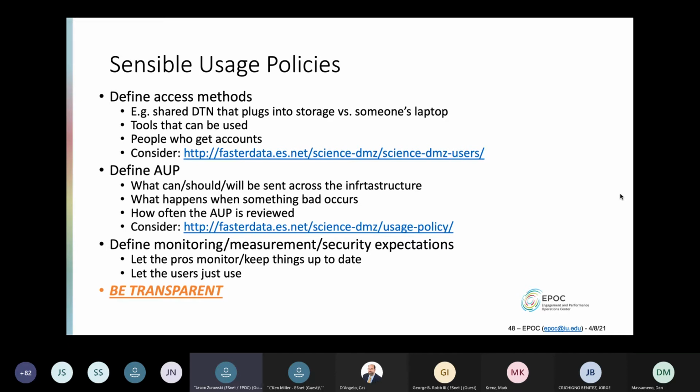And then lastly, but probably just as important, define what your monitoring and measurement and security expectations are going to be here. You as the IT people get to define that. So you're the ones who are in charge of how you're going to monitor and how you're going to keep things up to date, and let the users use it. Be transparent. Say that there's going to be some monitoring and security in place to make sure that you're adhering to what the AUP and the access methods are going to be. But certainly let this be a conversation that is ongoing, not necessarily something that stops after you decide to put this in place.